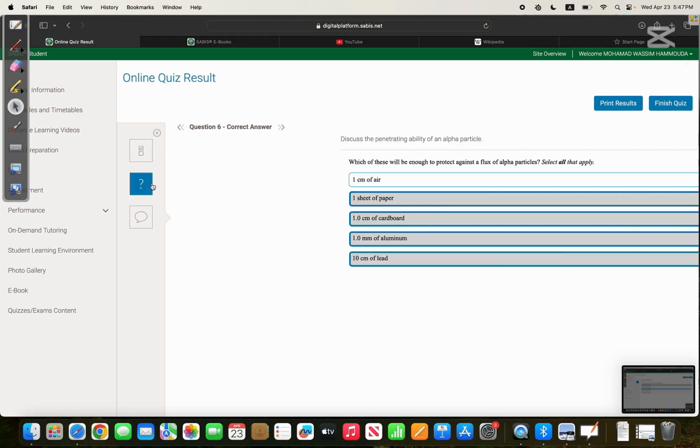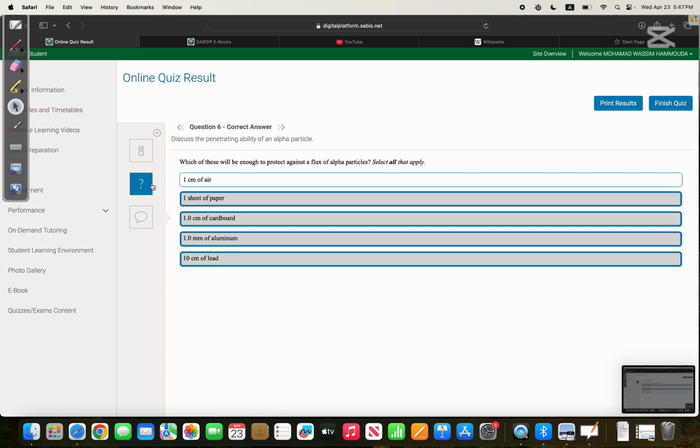Question 6. Which of the following will be enough to protect against a flux of alpha particles? As I said in the last question, alpha particles are the weakest of the types of radiation. So, as I said before, alpha can be protected against by everything except 1 centimeter of air.